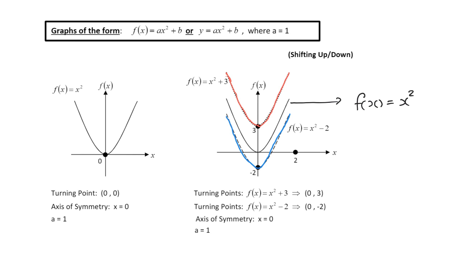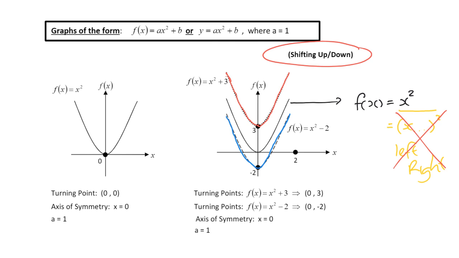Now, I said before that if we're moving left and right, the change would be inside a bracket. But we're not moving left and right. We are going to move up and down. So in this case, if we take the blue one, f(x) is x squared because we've still got a parabola. It's still positive, still a smiley face. But what we've actually done is moved from the origin and dropped to -2.